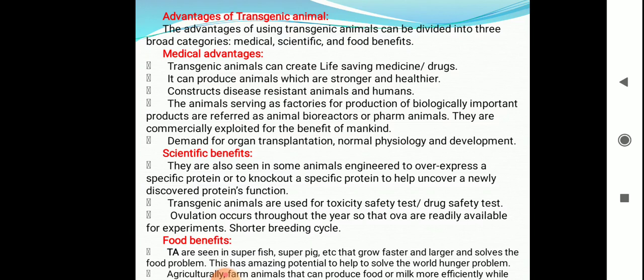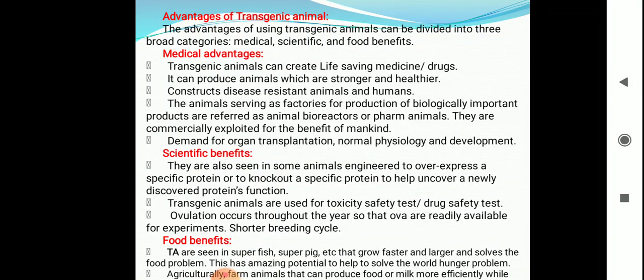Scientific, what are the scientific benefits? Now, some animals are engineered to overexpress a specific protein or knock out a specific protein to help uncover the newly discovered protein functions. Okay, so I have already discussed knockout genes, knock-in genes earlier. So that is applied in the transgenic animal, and practically it is seen whether the gene is expressing or not, whether protein is forming or not. Okay, so scientifically it is very important.